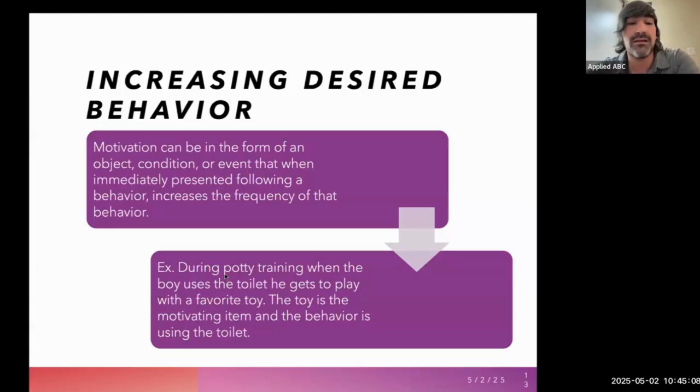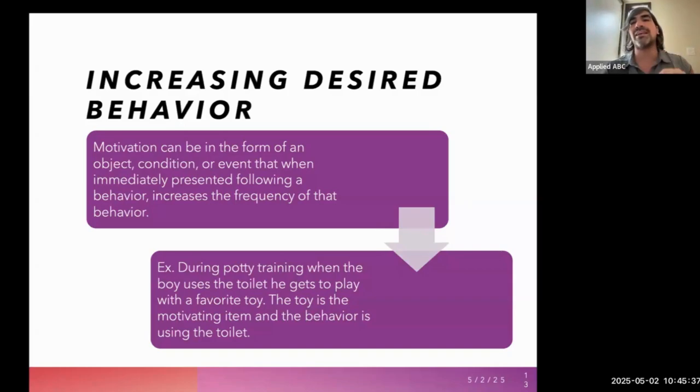The example they give here, during potty training, when the boy uses the toilet, he gets to play with a favorite toy. The toy is the motivating item, and the behavior is using the toilet. Pretty straightforward. When it comes to toileting specifically, I usually advocate for something called a dedicated reinforcer, which is something the kid really, really likes, but that they can't have under any other circumstances. Toileting is so high priority and so functional and so difficult for a lot of kids that we try and make it towards this one specific thing.